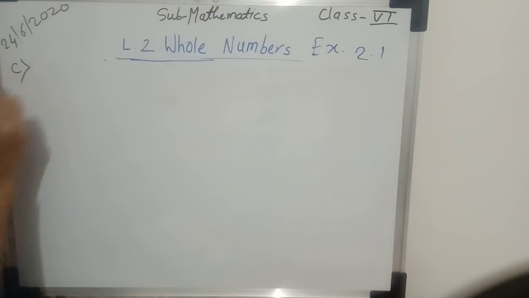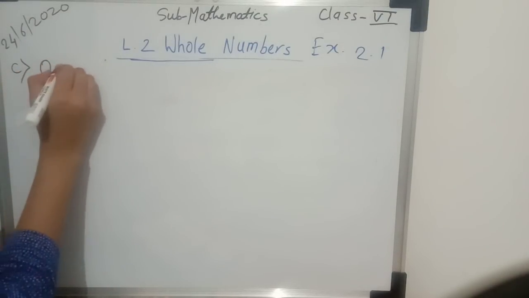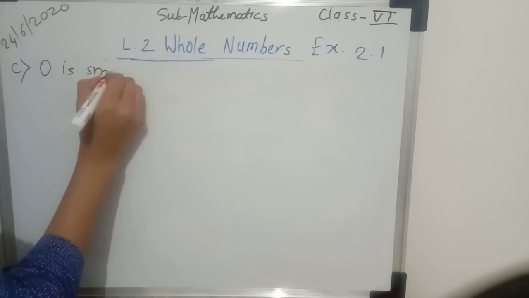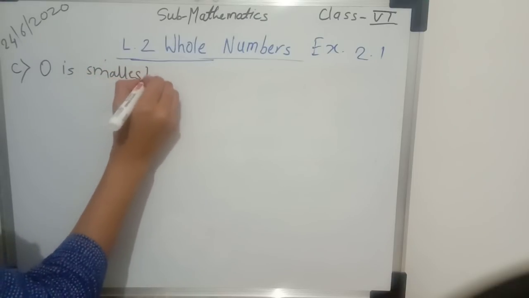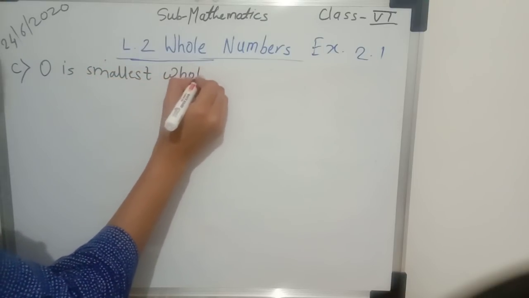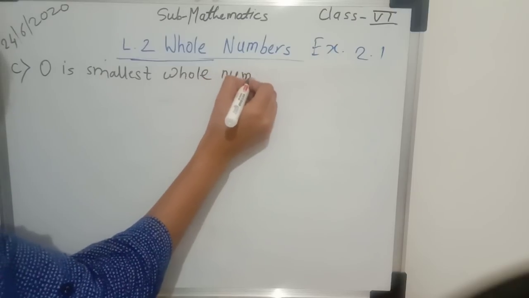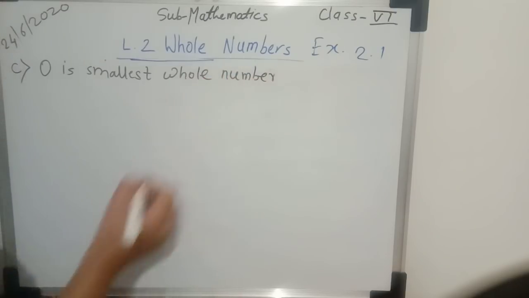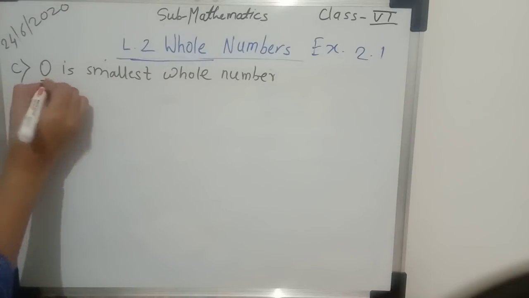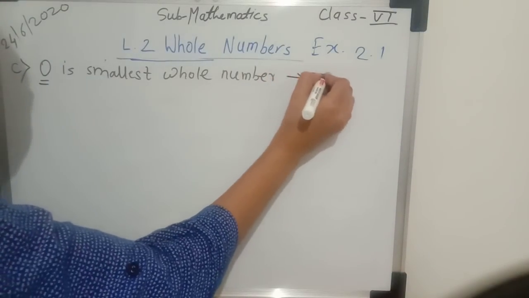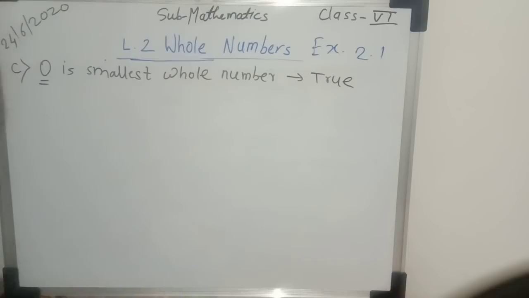Now the third statement is 0 is the smallest whole number. In whole numbers, 0 is there, and 0 is the smallest whole number. So this statement is true.